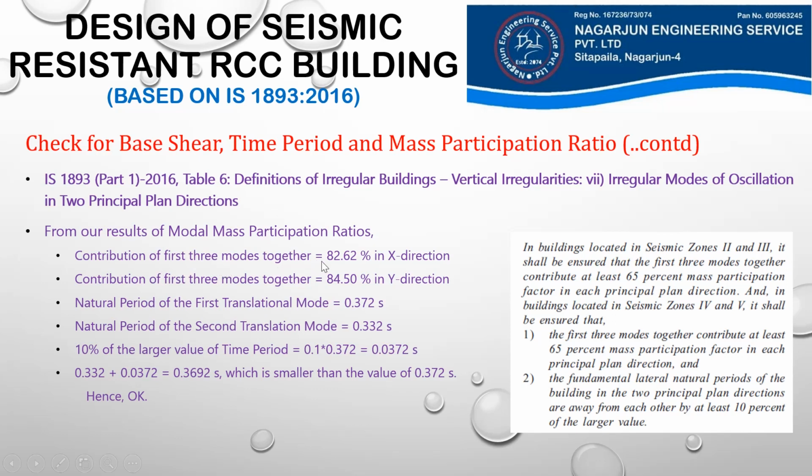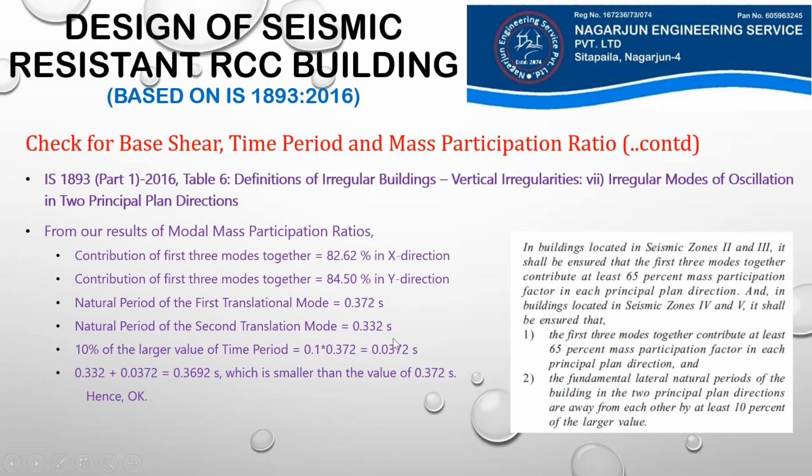So contribution of first three modes, we saw this already. The 65% clause is satisfied. Our natural period of the first vibrational mode, which was a translation, was 0.372 seconds. Our natural period of the second translation mode, which was also translation in another orthogonal direction, it was 0.332 seconds. So 10% is of the larger value of time period. Our larger value is 0.372. Its 10% is 0.0372 seconds.